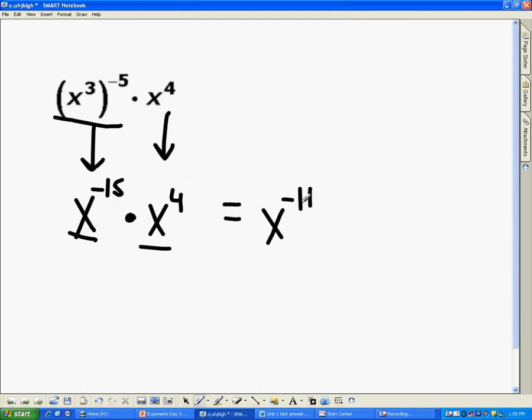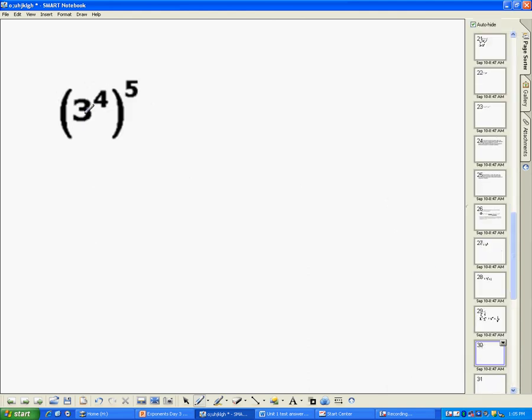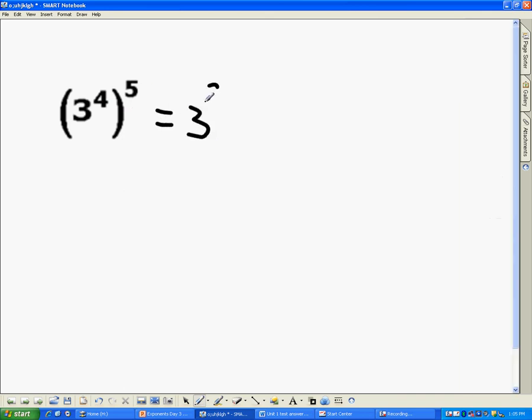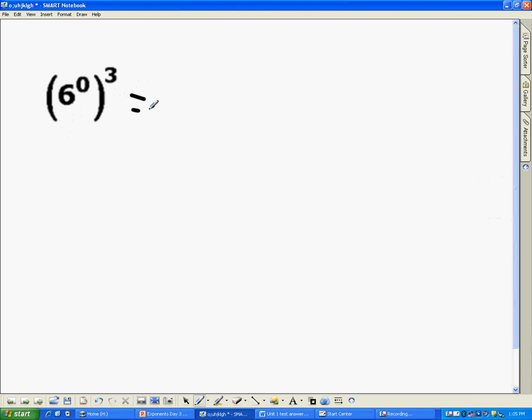But remember, we don't want to have any negative exponents in our final answer, so this is equal to 1 over x to the power of 11. 3 to the power of 4 and all of this to the power of 5 is the same thing as 3 to the power of 20. 6 to the power of 0 and all of that cubed is equal to 6 to the power of 0, which is equal to 1.